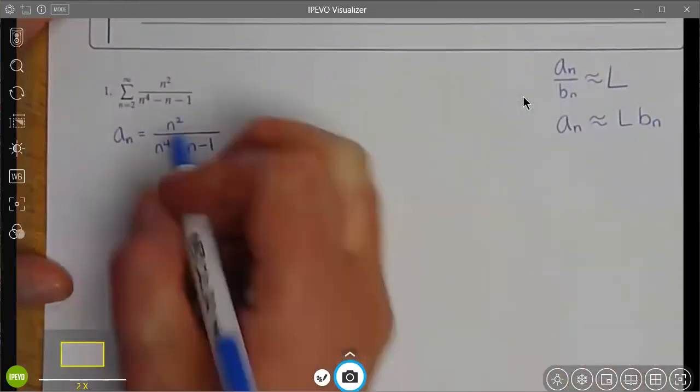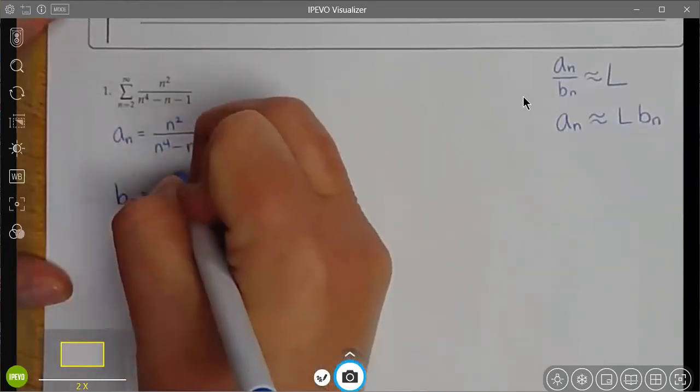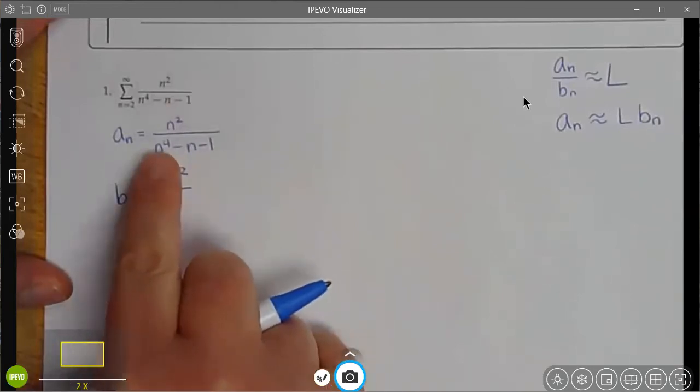My b sub n, I'll pick the biggest power in the numerator. There's only one thing, so that's just my n squared. And the biggest power in the denominator is this n to the 4th.